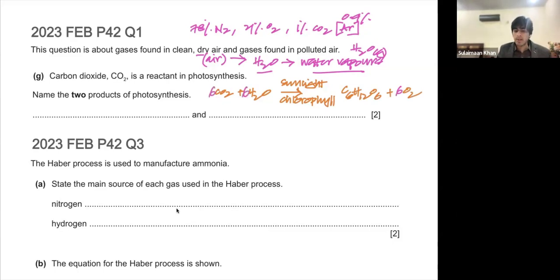Yeah. So what are the two names? See, again he's saying name. So even if you had written C6H12O6, Cambridge is very lenient in this case. So Cambridge would have given you marks. But if I were the examiner, I would have never given you the marks. So why put yourself at risk? If it's saying name, write the name. Oxygen and glucose.